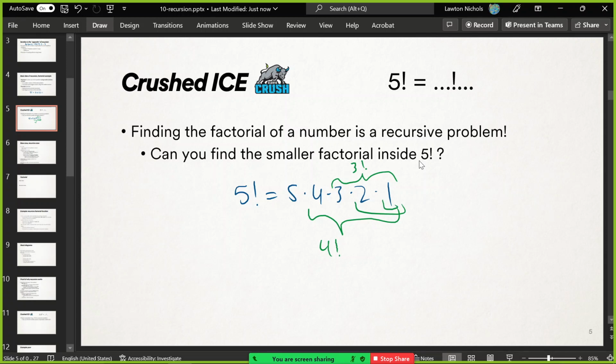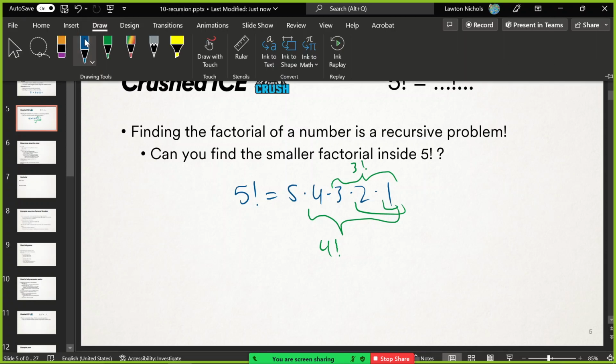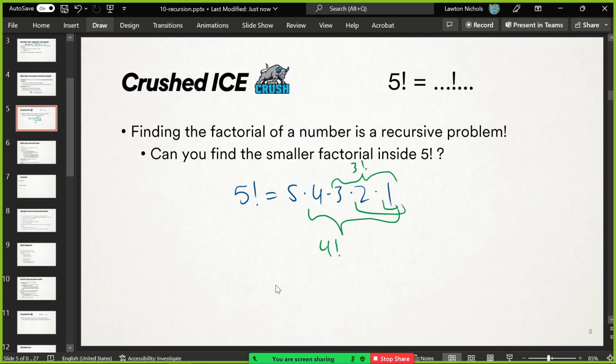But what do you know? 5 factorial, we can break it down. Usually when you're solving a problem, you're finding it inside of itself. You want the next smaller one. So 4 factorial is the next smaller one. That's the one we're usually going to care about. 5 factorial is equal to 5 times 4 factorial. That is a correct equation, right? Any questions about that? Does that make sense? We're finding a problem inside of itself.